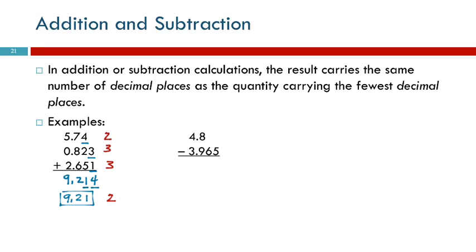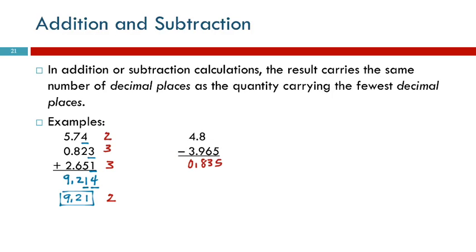Okay? The other way to think about this, let's look at this subtracting one. Let's go ahead and subtract 4.8 minus 3.965. So the calculator says 0.835. So look at this stacked up problem from left to right.